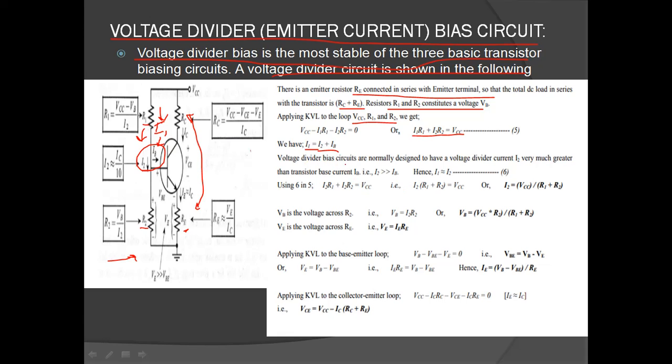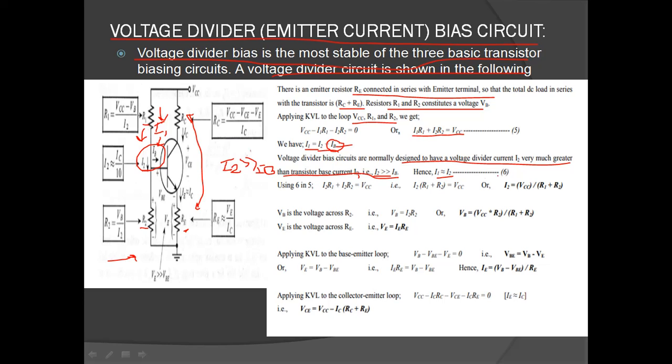Now, voltage divider bias circuits are normally designed to have a voltage divider current I2 very much greater than the transistor bias current IB. That is written here. So when I2 is much greater than IB, I1 will be equal to I2, because I2 is very much larger than IB, so we can neglect IB.